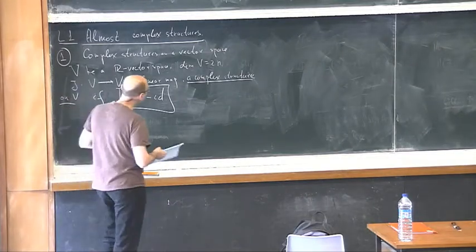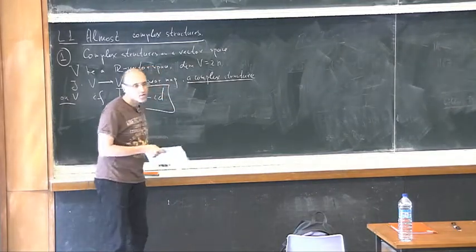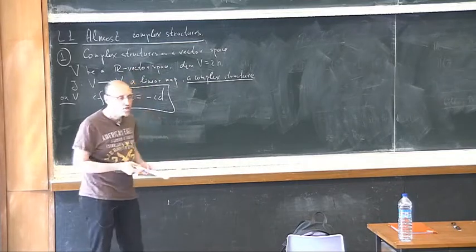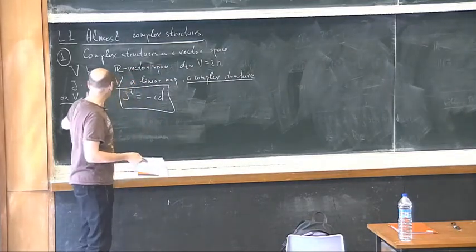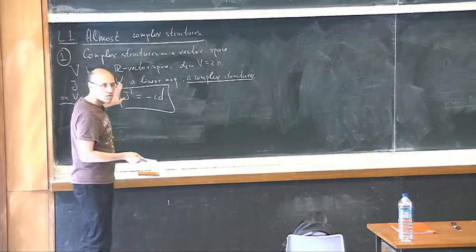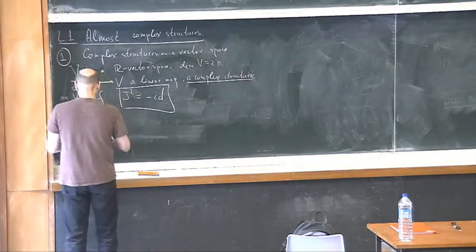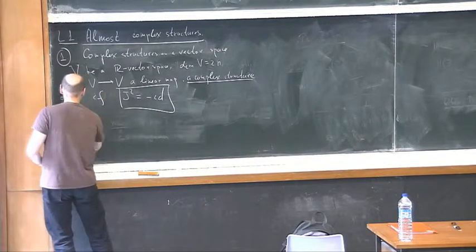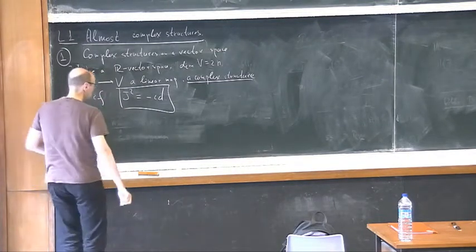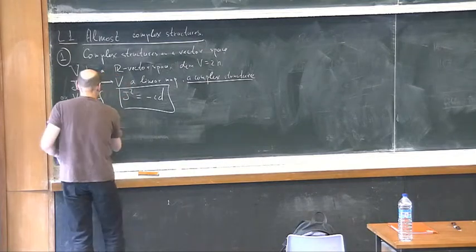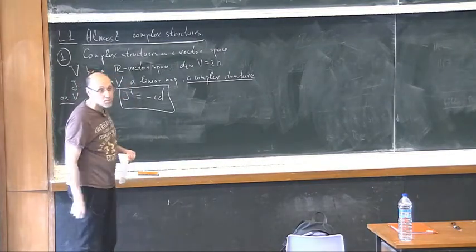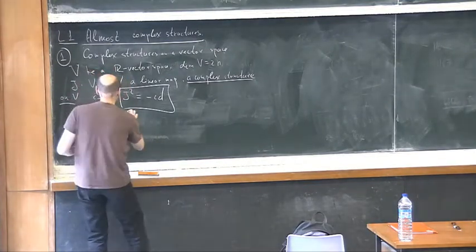Sometimes I will refer to such complex structures as linear complex structures in order to stress that this is just a linear map of a real vector space to itself, and so on. So a typical example, and of course the most important example, is given by the space Rn. And so the first example considered in the talk of Sergey.